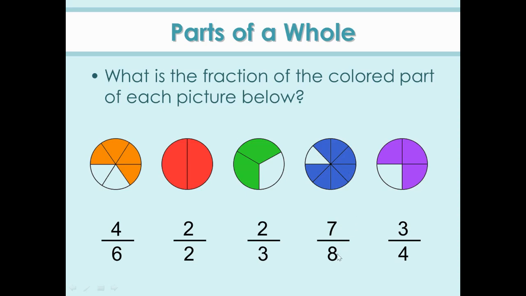What's our denominator? It's 8. Finally, our last one is 3/4 because we have 3 parts that are shaded out of the 4 equal parts. Awesome, awesome, awesome job to everybody that was able to get those right. If you weren't able to get those right, that is completely fine.